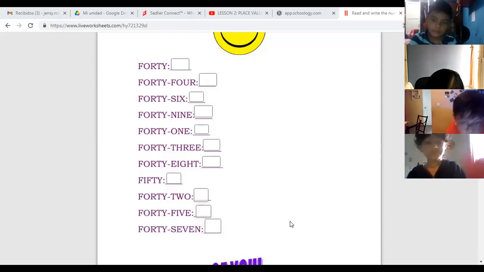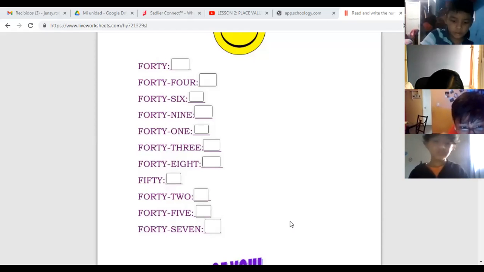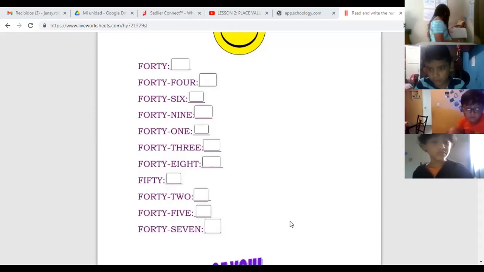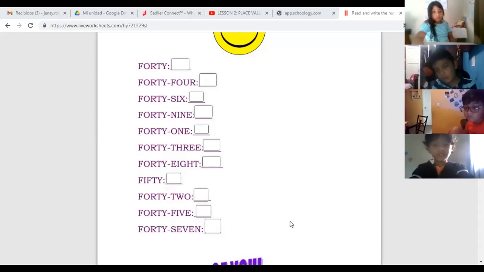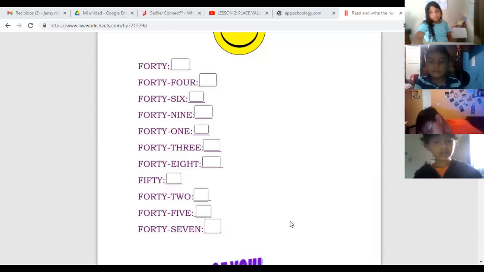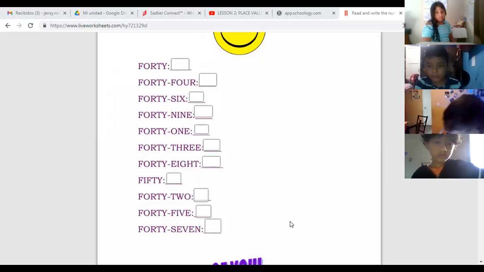Over there, some of you are going to participate with this one. What kind of form is this? A standard form, expanded form, or word form? Word form. Okay, you already had the word form, but I want to see the standard form over there. So start writing the numbers over there.